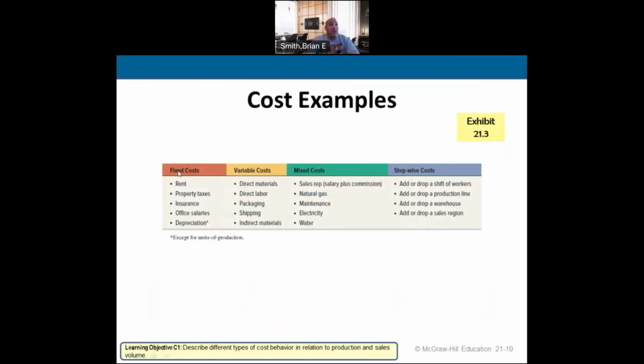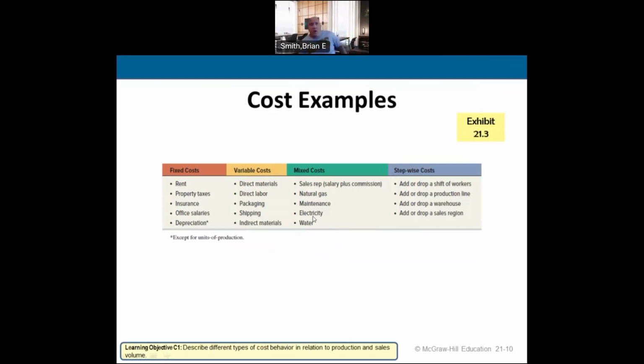Here's some cost examples. Fixed costs: I started off with rent, property taxes, insurance. Stuff that isn't going to change over time based on the number of units. Now, depreciation is listed there, and they note the exception is unless you're using units of production, at which point it would be a variable cost. But for the most part, we're going to be doing depreciation as a straight line depreciation method, so you can assume a fixed cost there, unless it says otherwise. Variable costs, typically your direct materials, direct labor, packaging, shipping, etc. Mixed costs, you have your electricity, water, maintenance, sales rep, like I said before, salary plus commission.